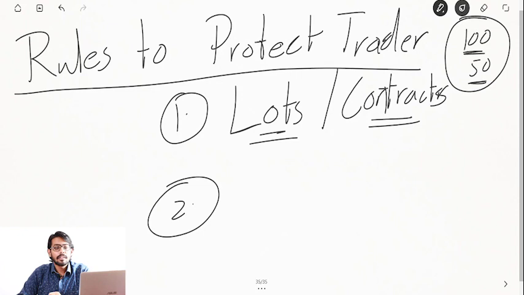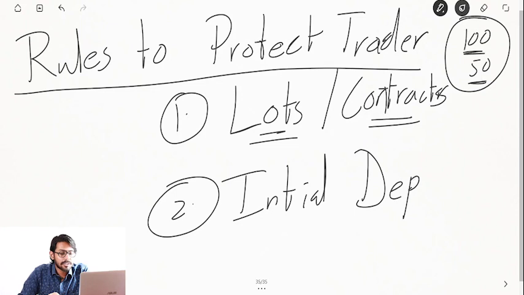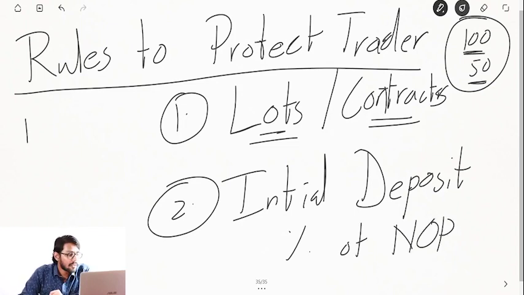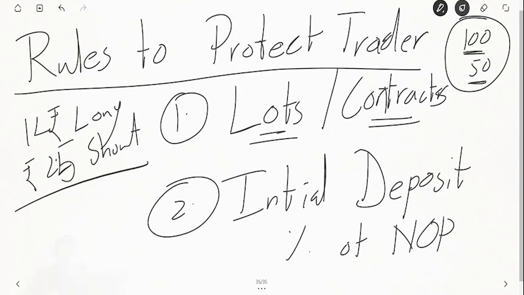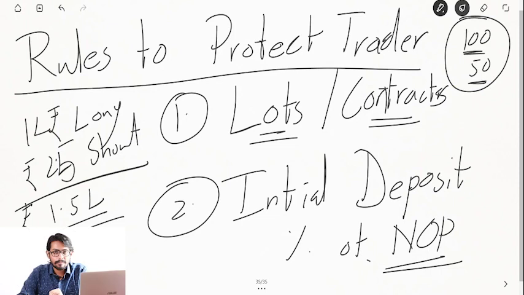Point number 2. You have to make an initial deposit, which is a certain percentage of your net open position. Okay. You are 1 lakh rupees long and rupees 2 lakh short, or rupees 2.5 lakh short. So you can see your net open position: 1 lakh long, 2.5 short, your net open position is rupees 1.5 lakh. A certain percentage of that would have to be deposited with the stock exchange as an initial margin. Okay, point number 2.